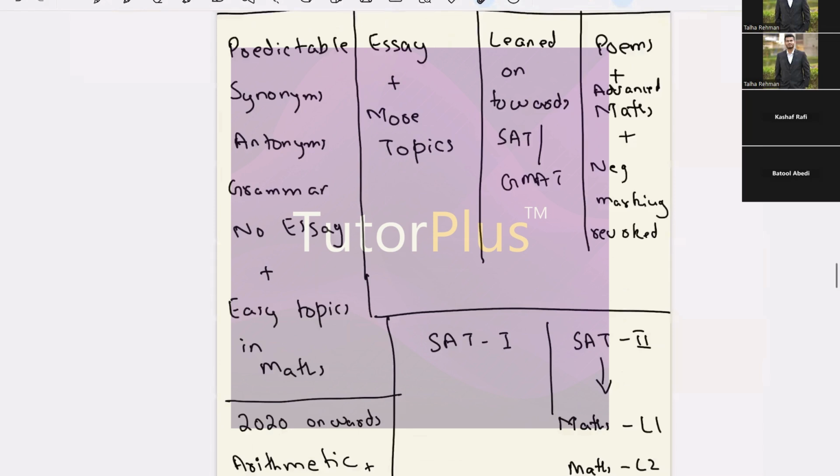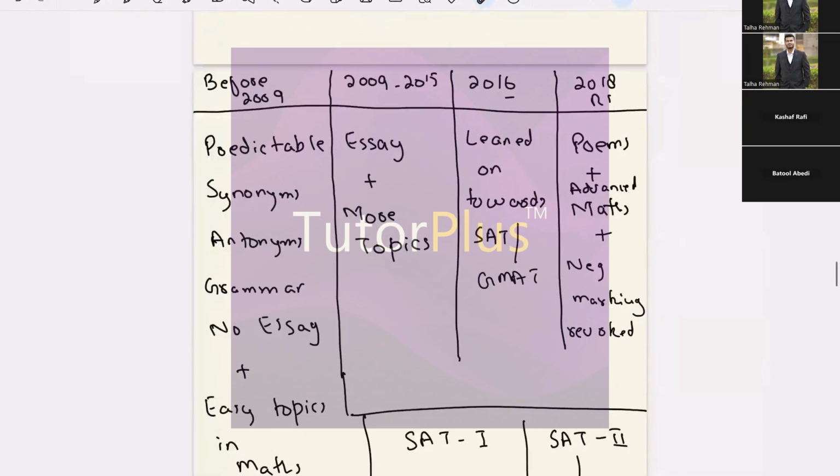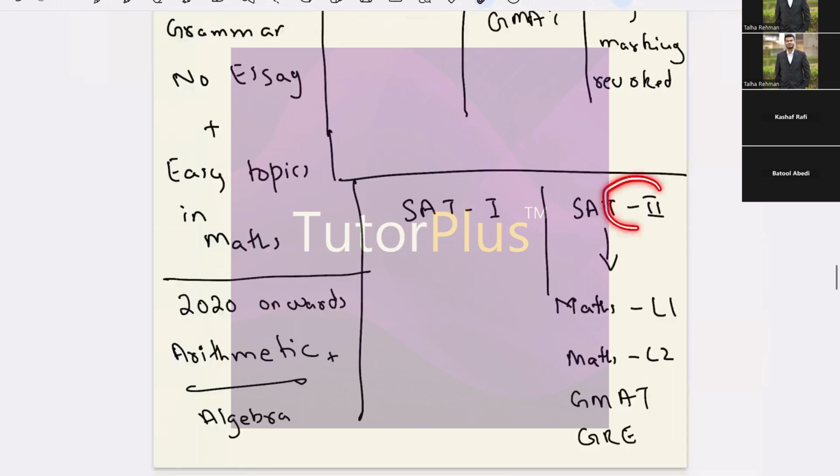And then there used to be another test that we used to refer to as SAT2. It was again revoked during COVID. And there used to be two different levels of maths there, maths level 1 and maths level 2. So we make you practice for all of these things over here, considering the unpredictability of the test.